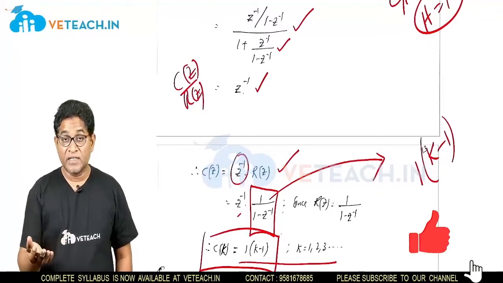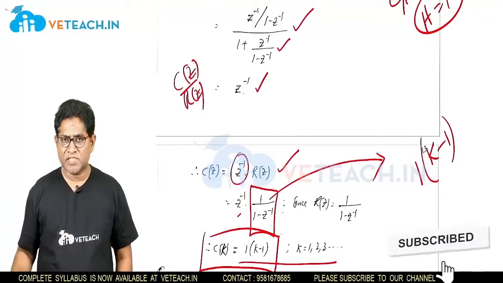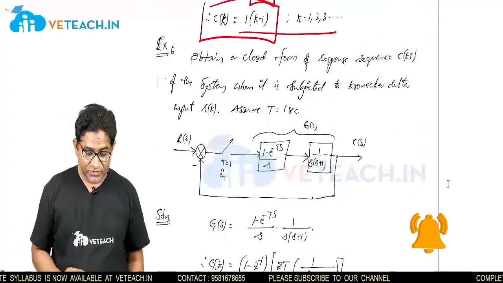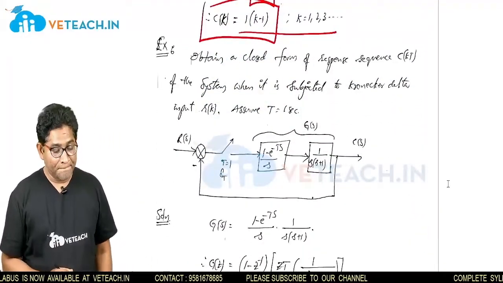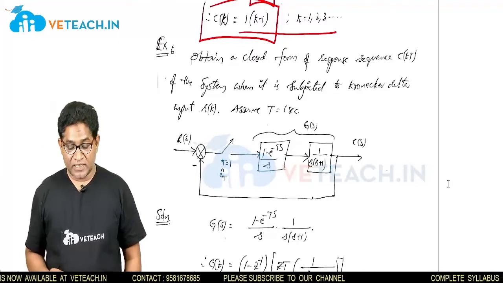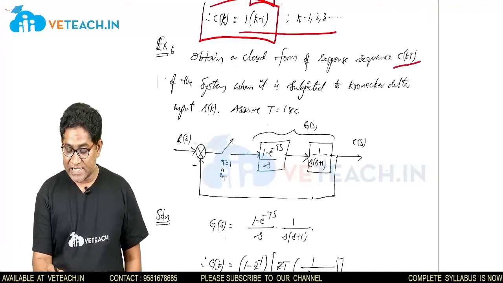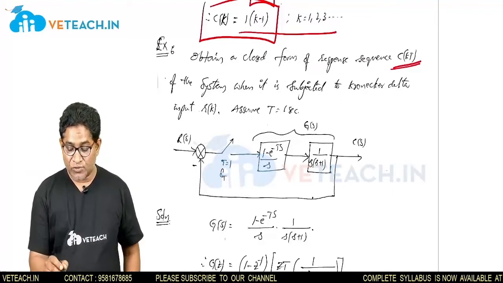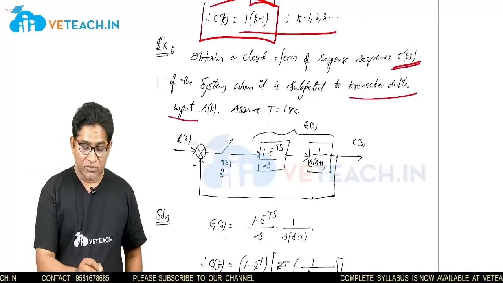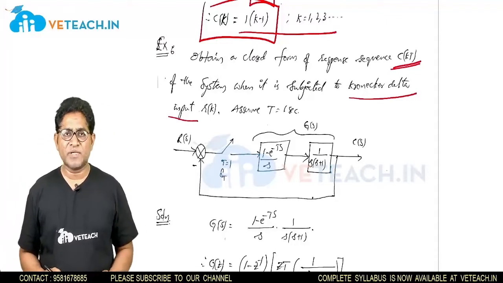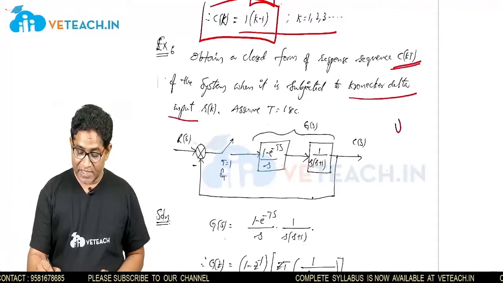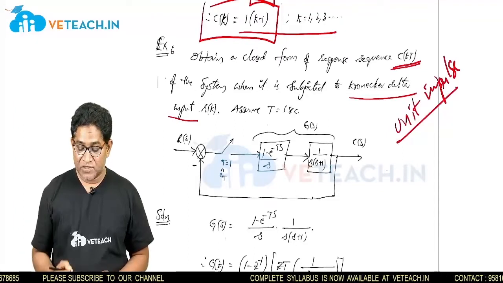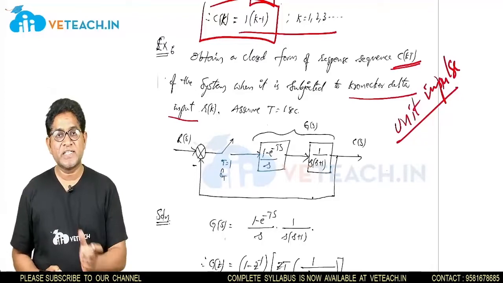So this is how to find the response of a closed loop system. Response means output for any given input. Now take one more example, the last example. Obtain a closed form of the response sequence C of kT of the system when it is subjected to Kronecker delta input. What is Kronecker delta? It is nothing but unit impulse. We have seen it in the first unit and the second unit. So Kronecker delta means unit impulse.